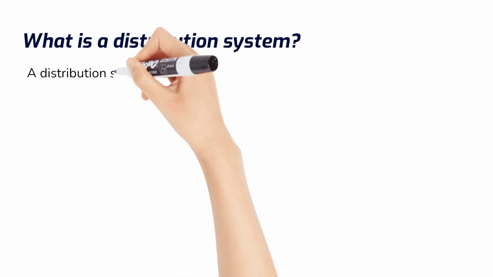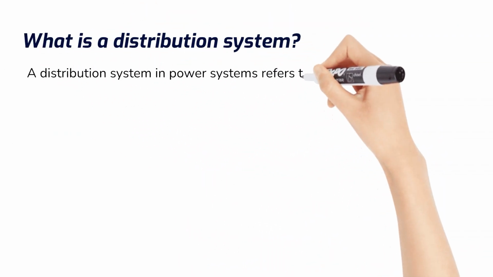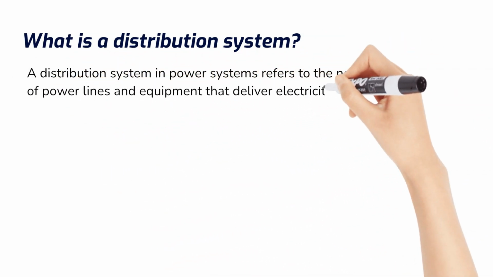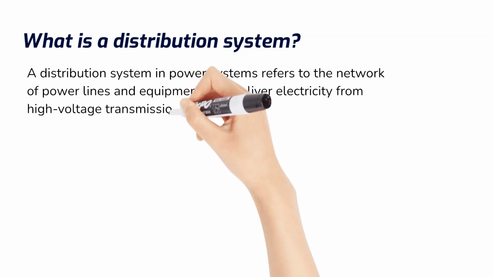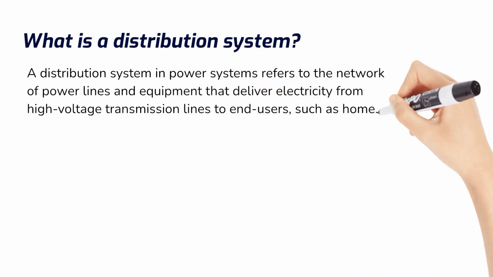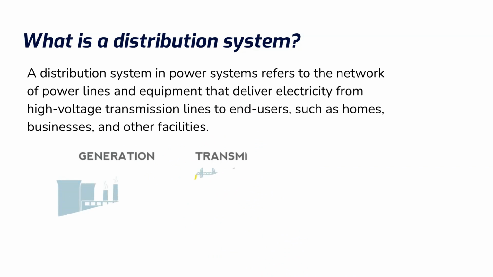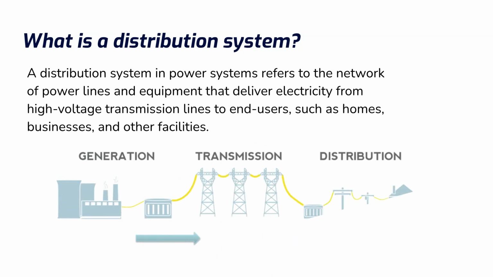A distribution system refers to the network of power lines and equipment that delivers electricity from high voltage transmission lines to end users such as homes, businesses, and other facilities. The distribution system typically operates at lower voltages than the transmission system.